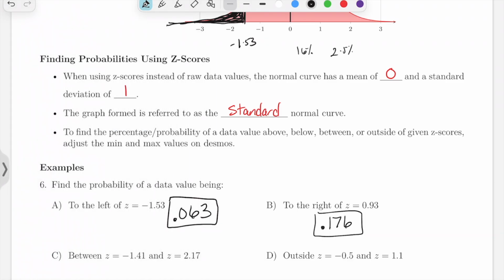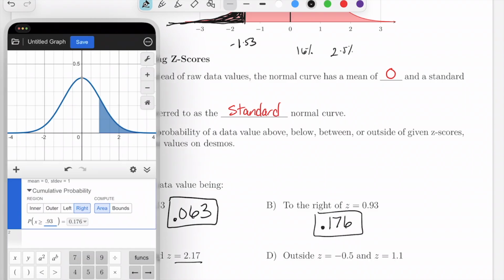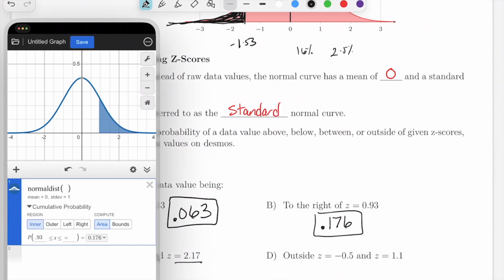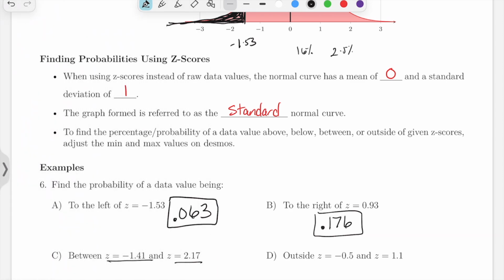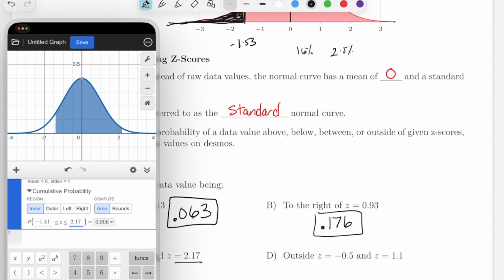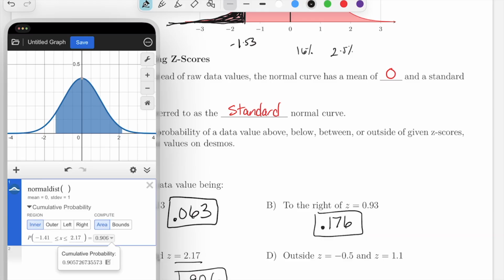The next one says in between negative 1.4 and 2.7. So this time I'll select the inner if I want the inside, and I'll do negative 1.41 and 2.17. Pick the right numbers, negative 1.41. There we go. So this is 0.906, or about 90% of the graph is shaded right now. Once again, you can click that drop down if you want to be a little bit more precise.